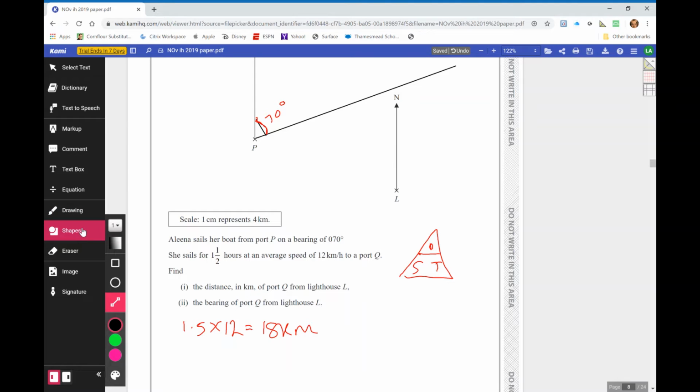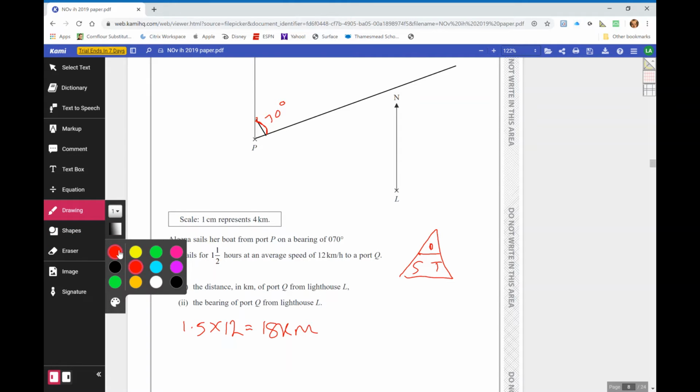So as 1 centimetre represents 4 kilometres and I'm going 18, what I would want to do is divide by 4 to get how many centimetres I want. So 18 divided by 4. When dividing by 4, you halve it and halve it again, so that's 9, and then 4.5, so 4.5 centimetres.